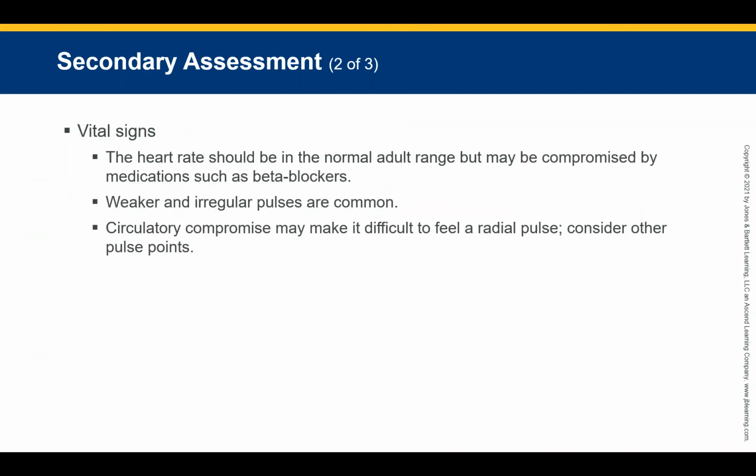Our vital signs. We know we want to make sure we take continuous vital signs. Circulatory compromise may make it difficult to feel a radial pulse in an elderly patient, and other pulse points may need to be considered. Because remember, now you're talking about hardened blood vessels. They're going to have that buildup. You may not feel them as well. Medications such as beta blockers keep the heart rate low and prevent tachycardia from commonly being seen during dehydration and or shock.